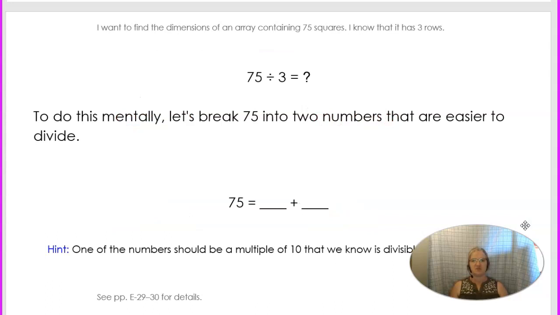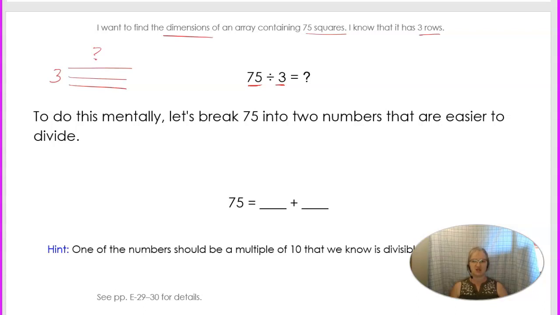Here is a question that you might come up with that is a little bit more complicated. So the question is, I want to find the dimensions, that means the side measurements, of an array containing 75 squares. I know that it has 3 rows. So we know that we have 75 things in total in the array, and there are 3 rows. So going this way, there's 3 rows. But what will the number be over here?